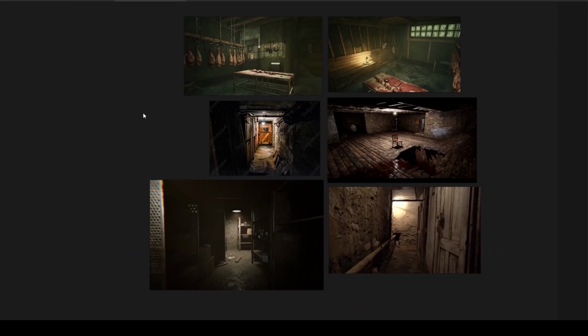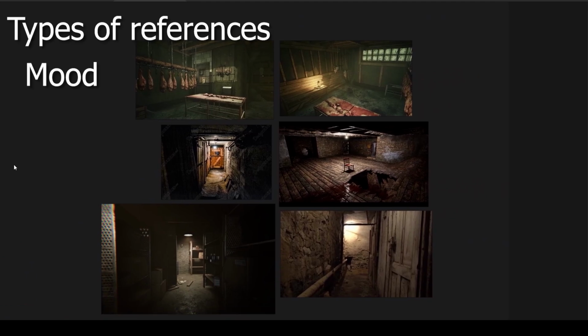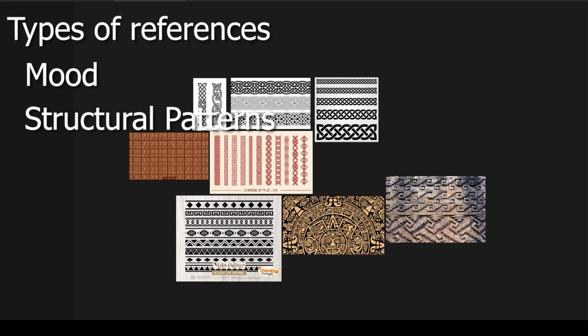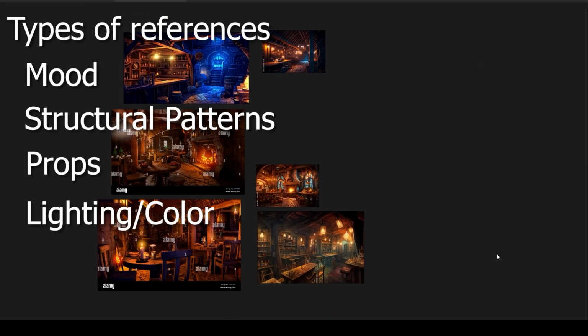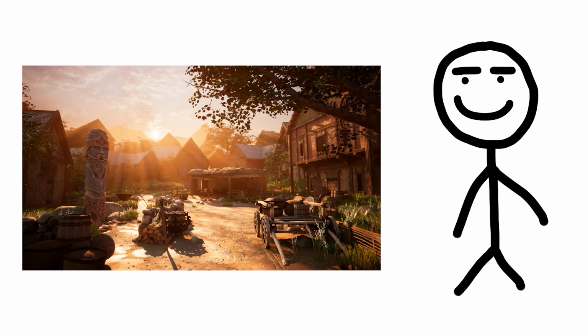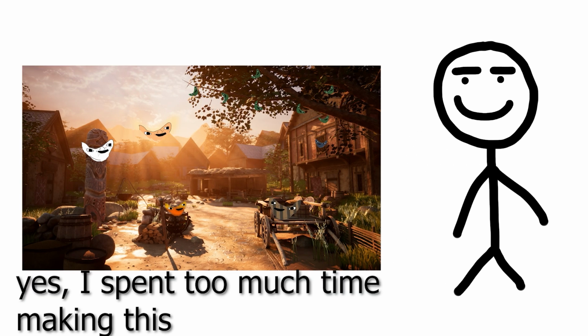So look for references for everything. That includes the general mood that you want to convey for your scene, the structural patterns that might appear frequently in your scene, the props that you plan to model in your scene, and the general lighting that you want for your scene. It's also important to keep in mind that your initial idea of the scene might change throughout this process, and that's totally normal and that could be even better than what you originally had in mind.